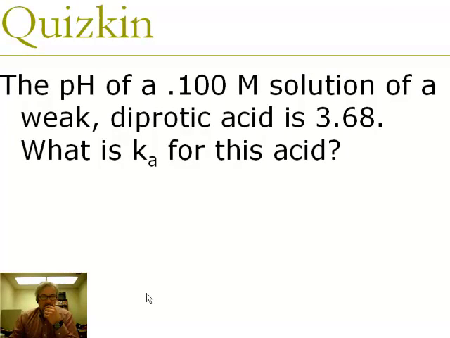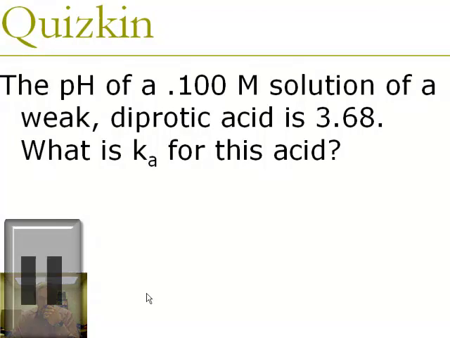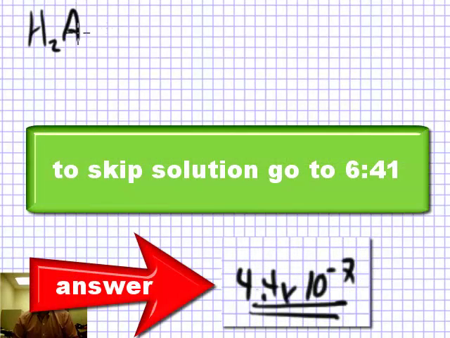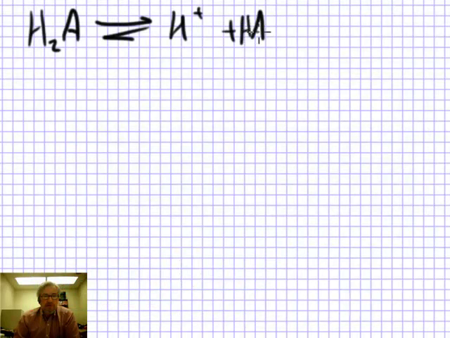This next problem doesn't give us an actual acid. It just gives us a generic weak diprotic acid. The pH of a 0.100 molar solution of this acid is 3.68, and we're supposed to determine what Ka is for the acid. So here's our diprotic acid, H2A, and it's going to dissociate. Its first ionization is going to be H plus and HA 1-. And we have to find out what Ka is for this acid.